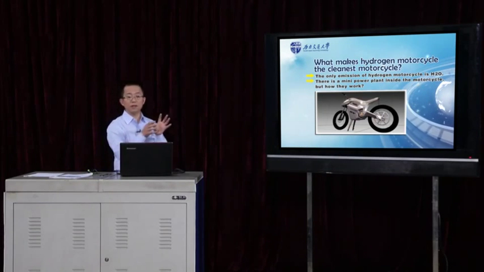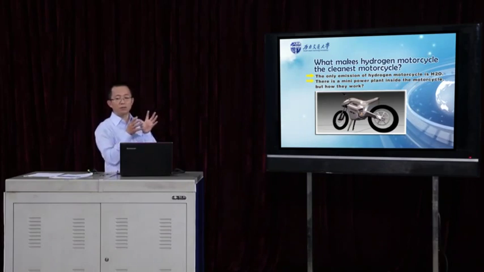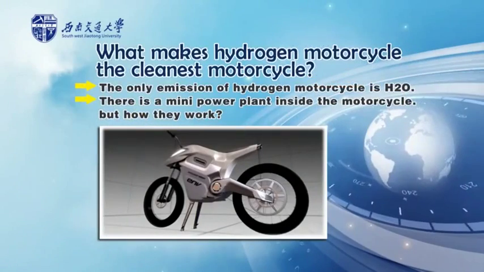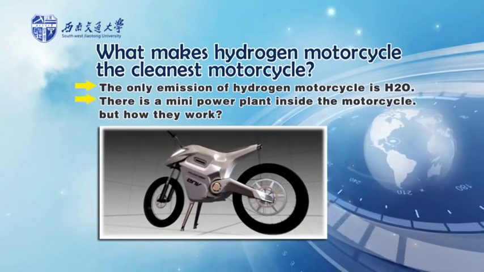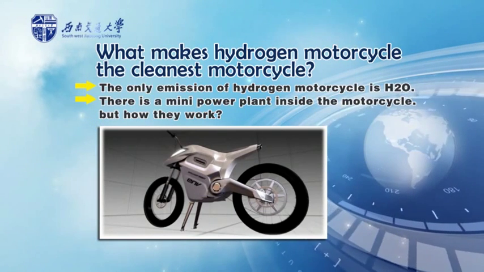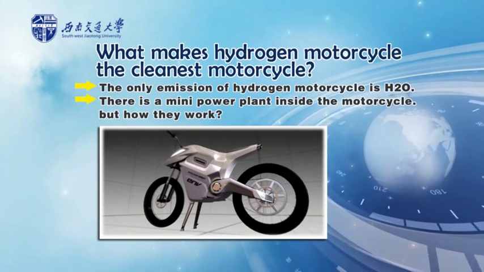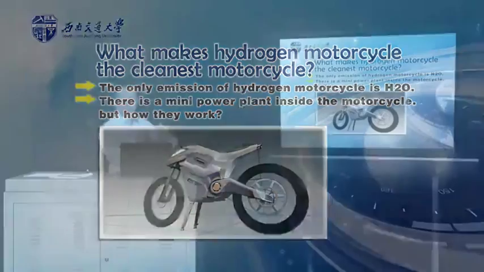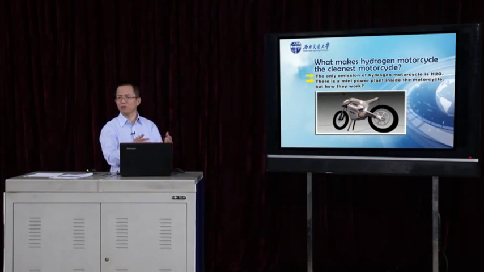All right? So this is an electrical motorcycle. Now, the only emission on this hydrogen motorcycle is water. So we will only get water as the emission. So it's purely clean. This one is purely clean.